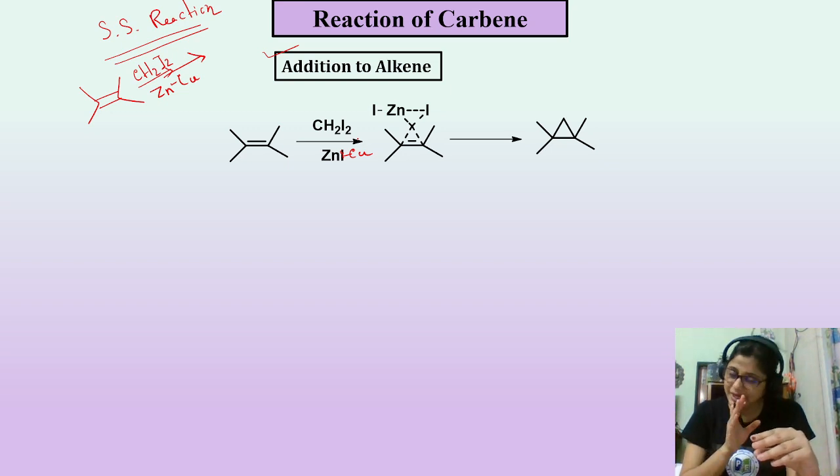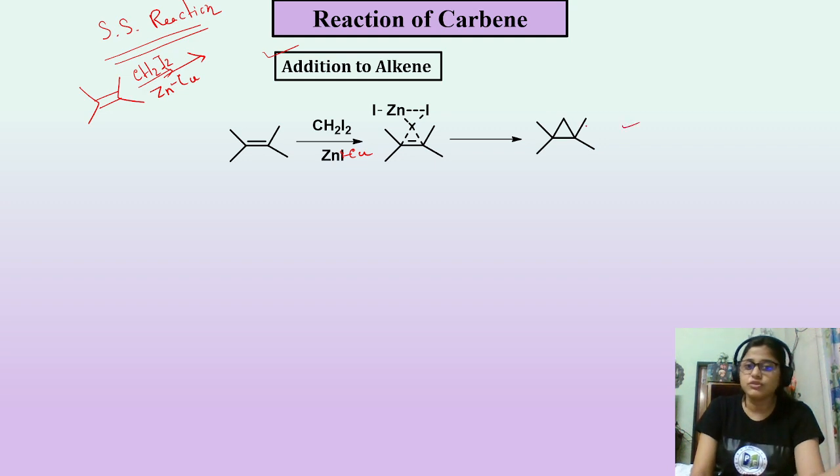many times Zn will be written. You have to understand that this is the Simon-Smith reaction. So in the case of Simon-Smith reaction, what is happening is that this kind of cyclopropane ring is formed. Okay, so this is the mechanism.